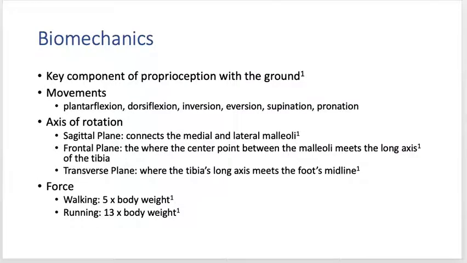The biomechanics are that the ankle is the key component of proprioception with the ground. There are different movements that the ankle is able to perform, and it has 3 different axes of rotation. The force placed on the ankle is walking, which is 5 times the body weight, and running, which is 13 times the body weight. So the ankle undergoes a lot of force when walking and running.